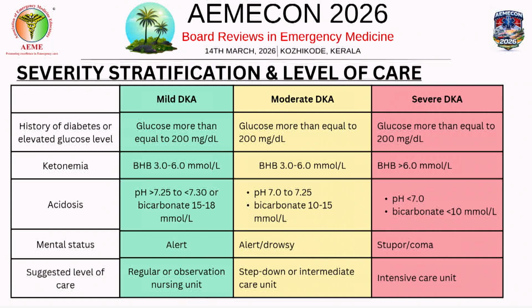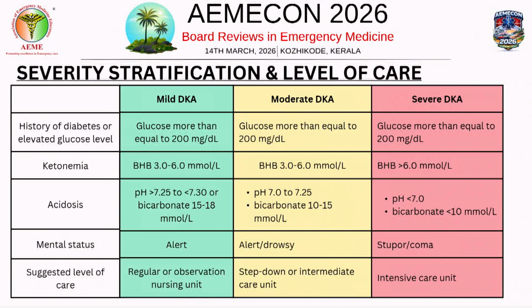In this table, I would like you to focus on two things actually: ketonemia and acidosis. That is where all the differences lie. So ketonemia, we have already discussed that for the diagnosis, the beta hydroxybutyrate levels should be more than 3 millimole per liter. So if it is mild or moderate DKA, it will be 3 to 6 millimole per liter. But in case of severe DKA, it will be more than 6 millimole per liter.